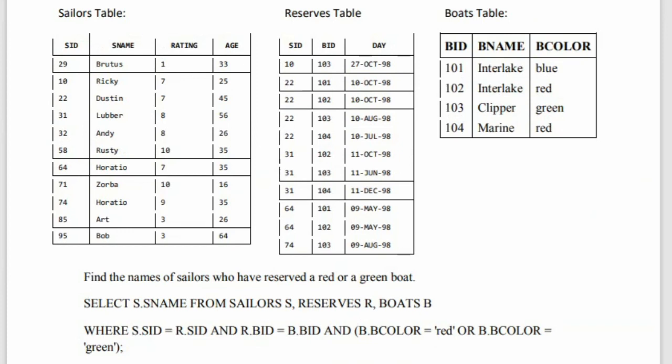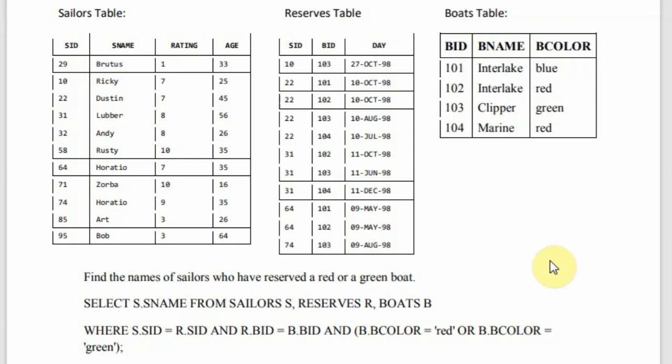So the query is: find the names of sailors who have reserved a red boat or a green boat. We want to find out the names of the sailors who have reserved a red or a green boat. Anything is okay for me, red or green. Now look at how I am solving this problem.